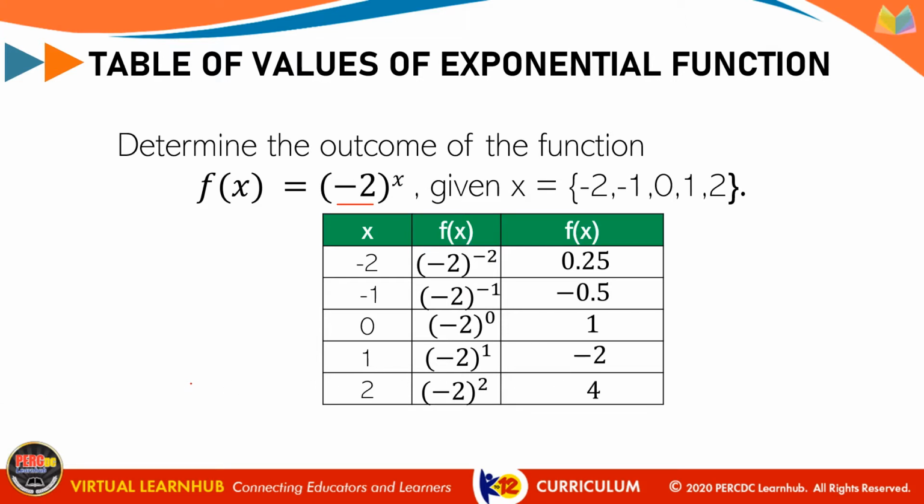So there is no obvious pattern here. Although from 0.25 to negative 0.5, that decreases. From negative 0.5 to positive 1, that increases. From 1 to negative 2, that again decreases. And from negative 2 to positive 4, that increases. What pattern we are looking for is that it should only be increasing or decreasing. However, in this function, it is a combination of the two.